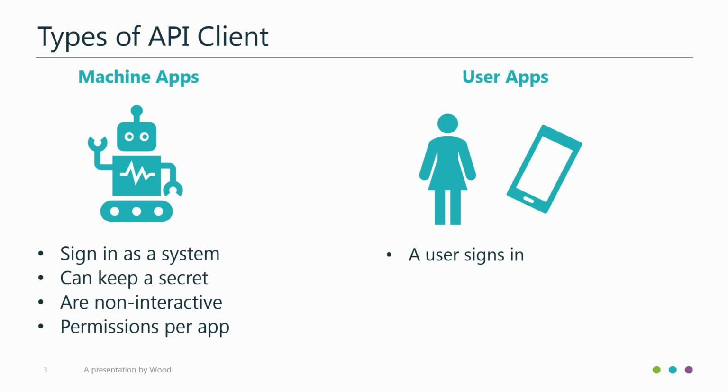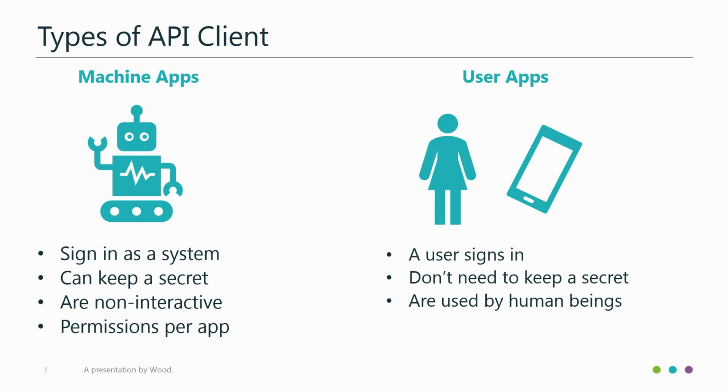In mobile apps which are published and installed on remote devices, it can be hard to embed client secrets within the software and keep them secure. So this kind of app does not require secrets to sign in. In contrast to machine apps, user apps are designed to be used by human beings, and the client device may be shared by multiple users who each need to sign in as themselves.